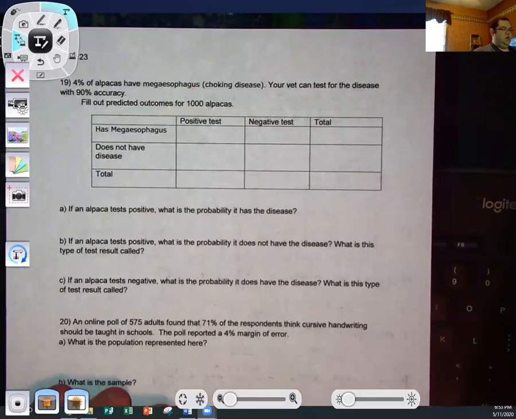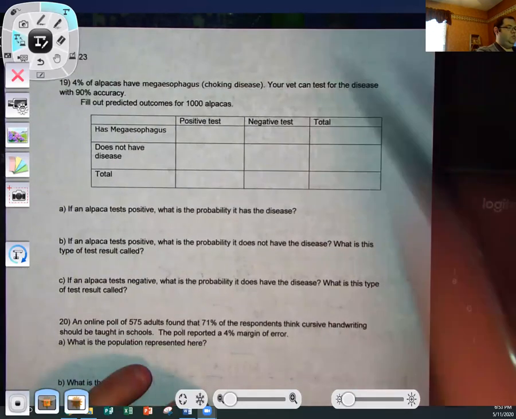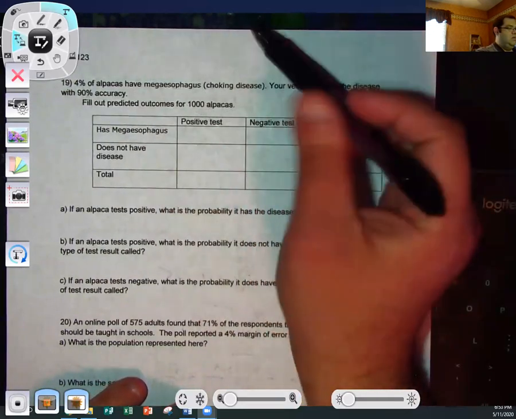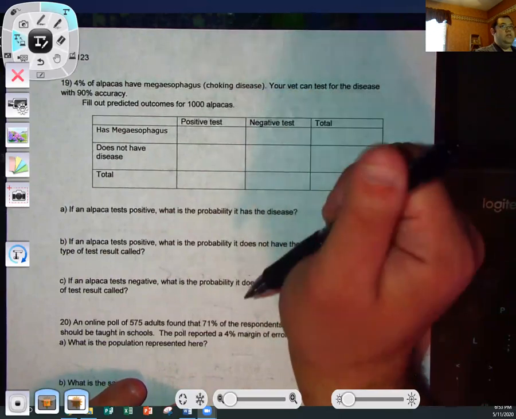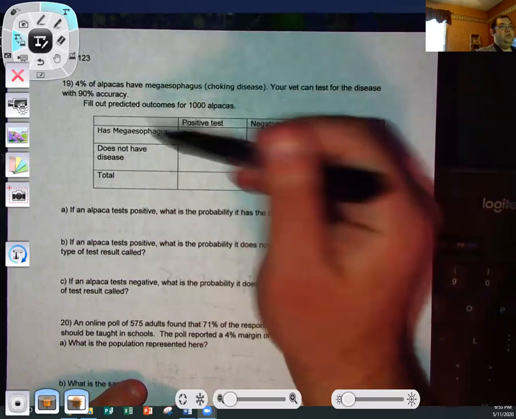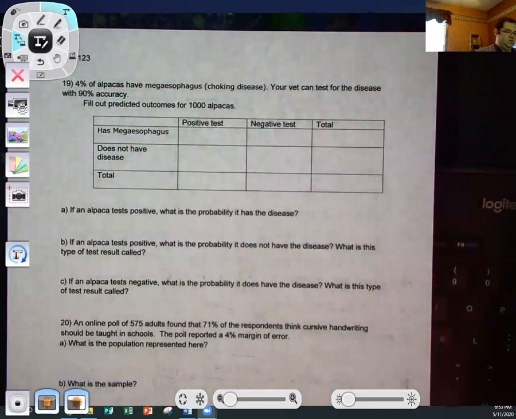So we flip the page. We go to number 19. So number 19 is false positives, false negatives. So we're told that 4% of alpacas have megaesophagus, which is a choking disease. Your vet can test for a disease with 90% accuracy, fill out predicted outcomes for 1,000 alpacas.